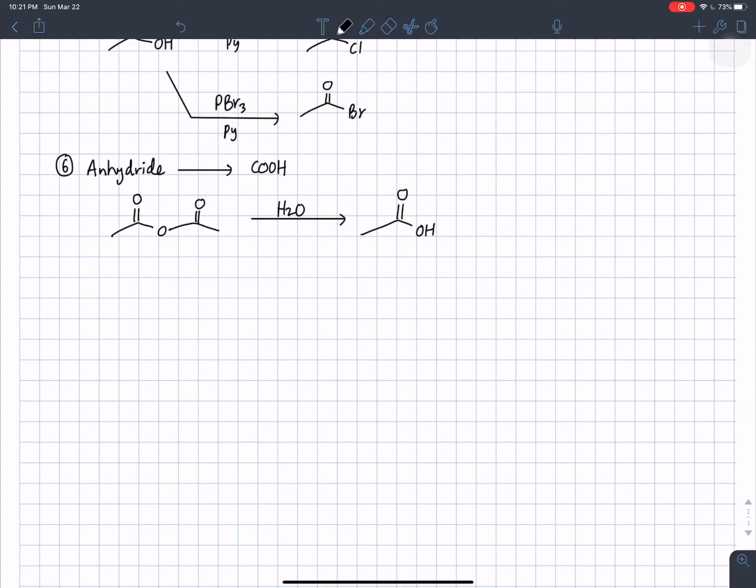So in this one, you'll see that we'll actually end up making 2 of them. So one looks like that, the other one is that. So if this was bigger, you'll get another carboxylic acid. And then we also have water here.